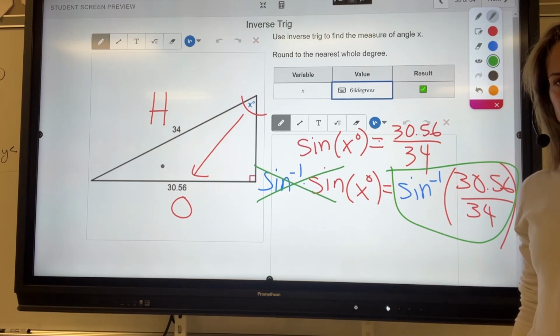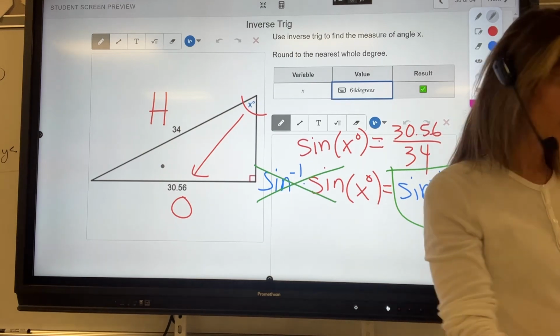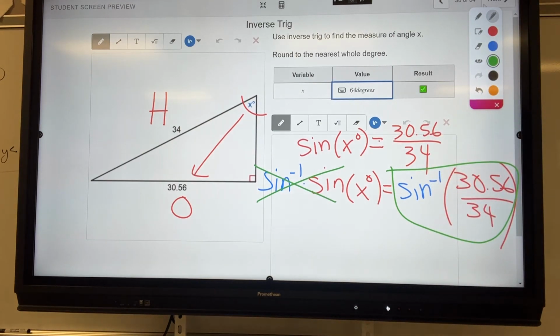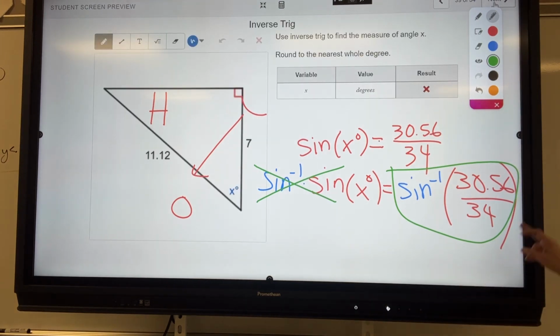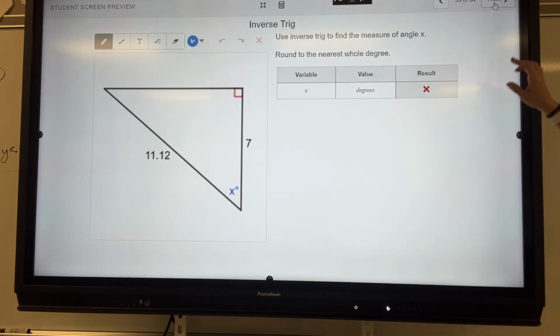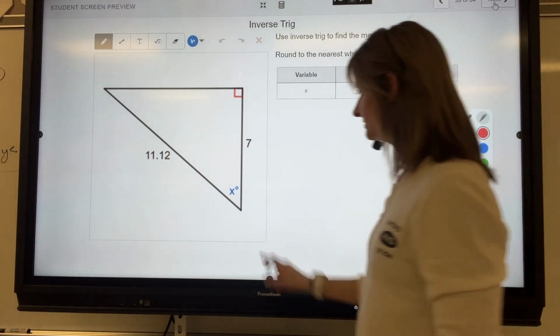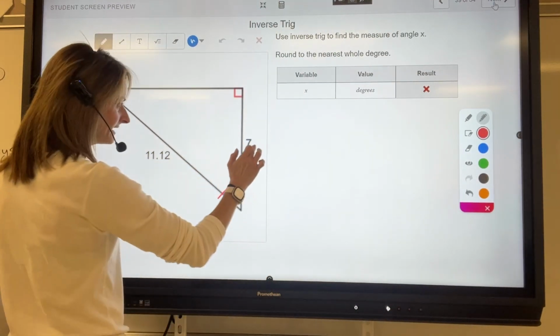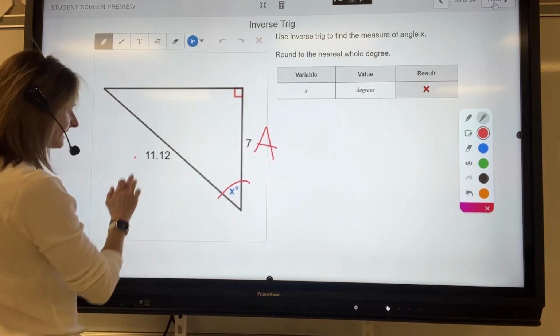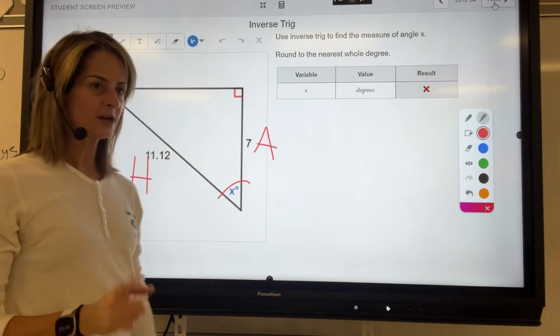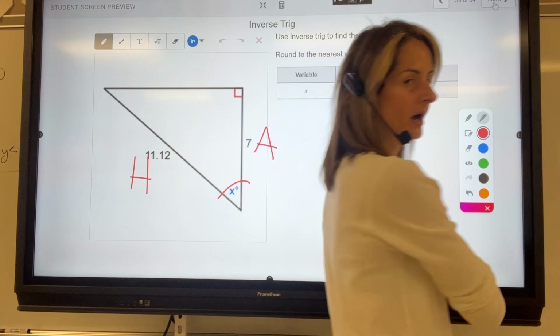Ready to try the last one? Okay, here we go. Notice we're trying to find the measure of an angle. So we are going to use inverse trig. This side is adjacent. This side is the hypotenuse. Which trig ratio uses adjacent and hypotenuse?